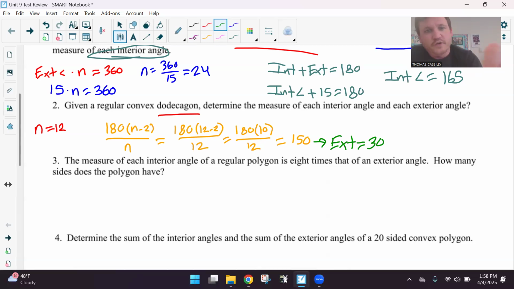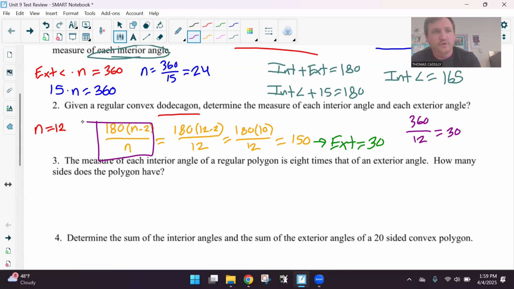Another way you could have done it is to say exterior angle is 360 divided by 12. That also gives me 30. That is an exterior angle, and then you can work backwards to get the interior angle. That part in purple there is probably the faster, easier method. But this formula is fair game. You can also use that one if you want.